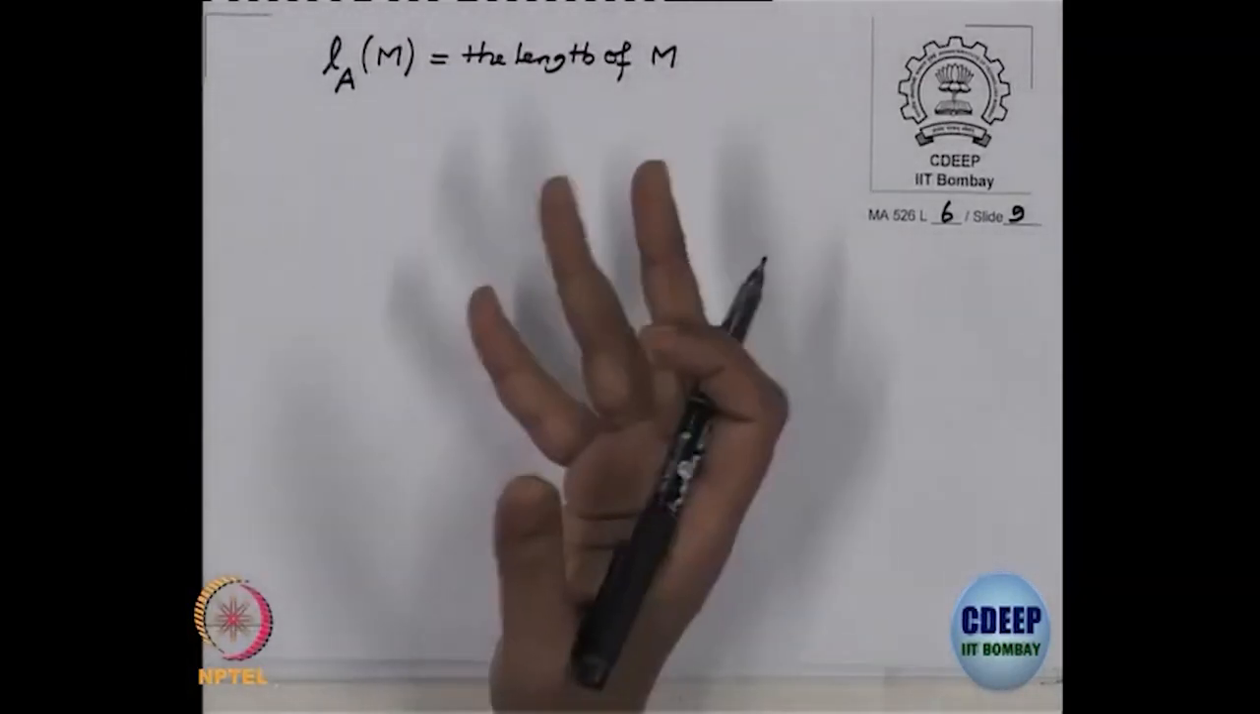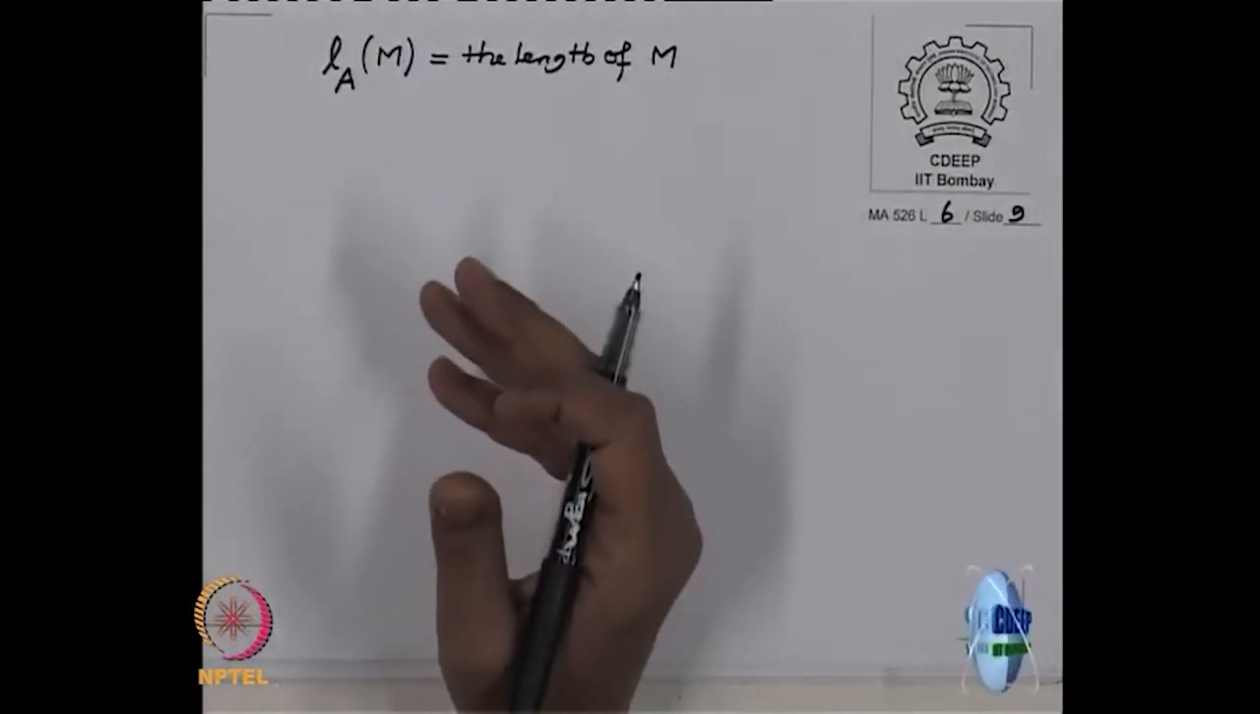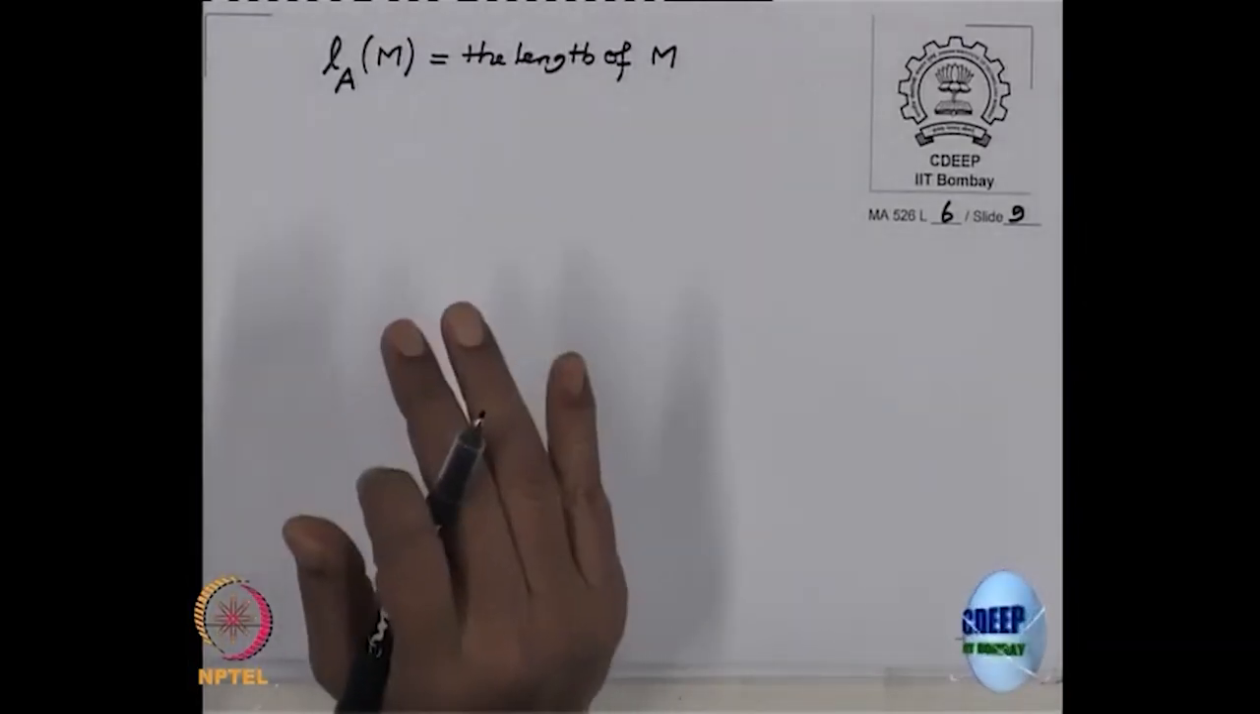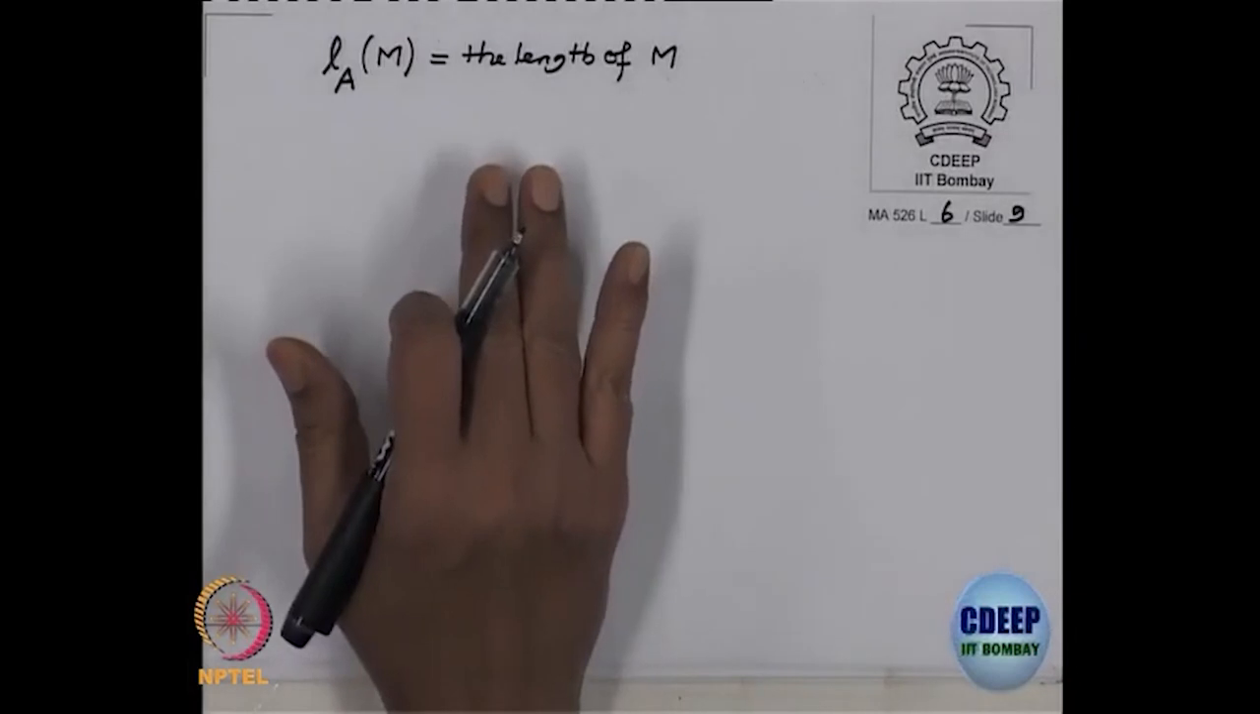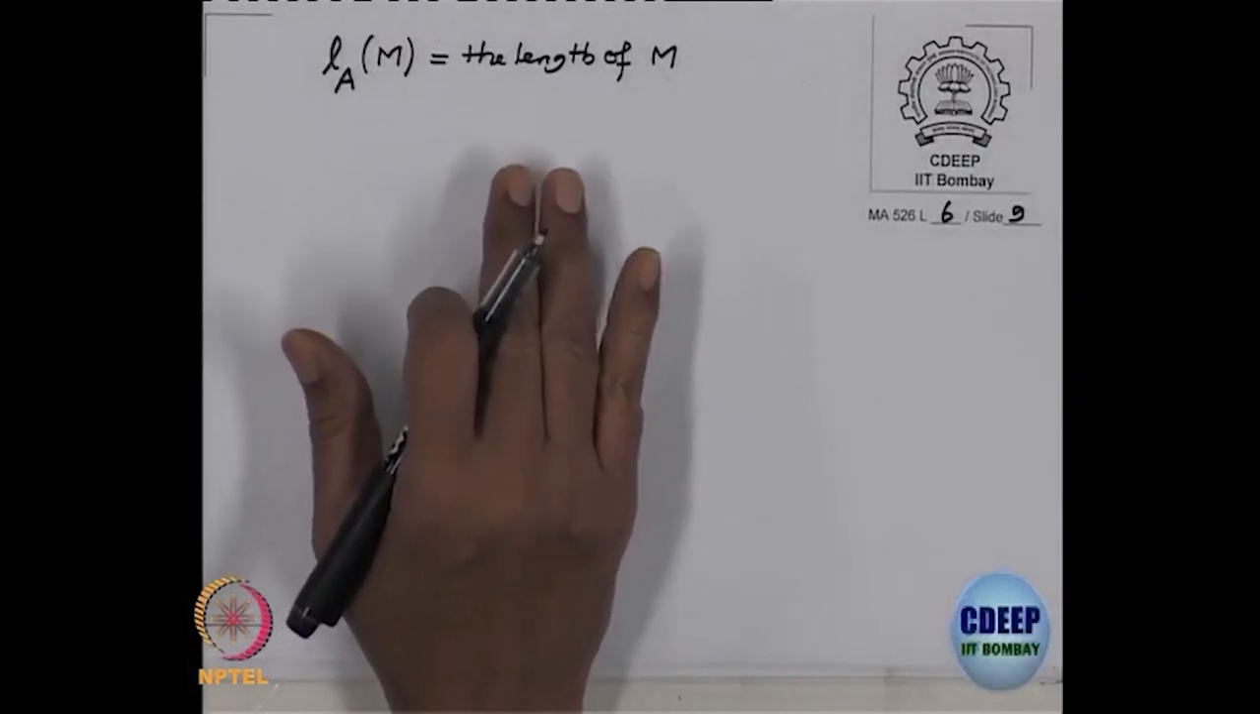These are called modules of finite length, because length should make sense. In order that it makes sense, we have to assume the module should satisfy both DCC and ACC.